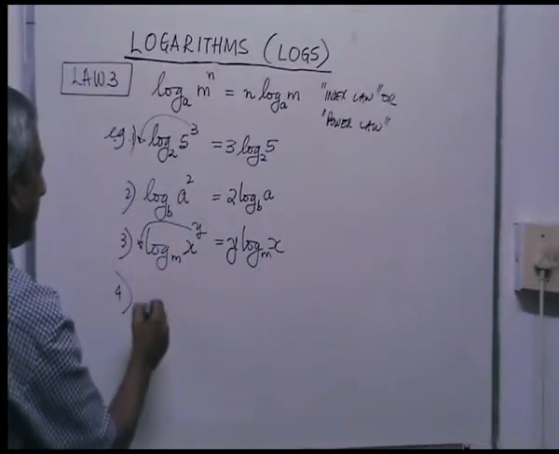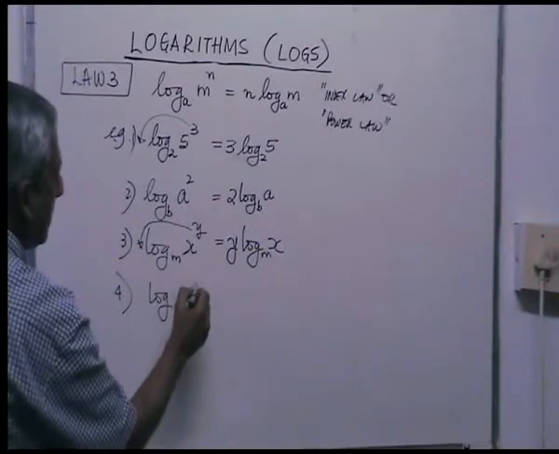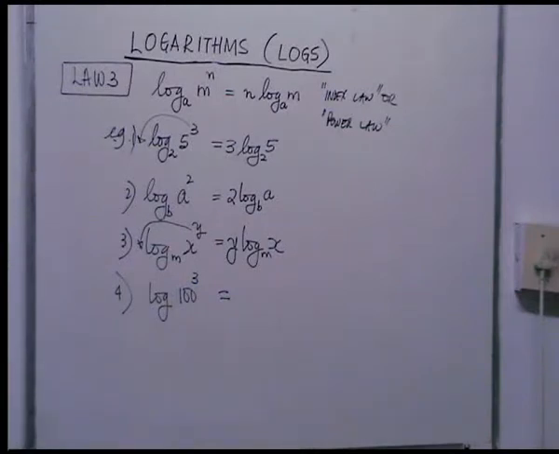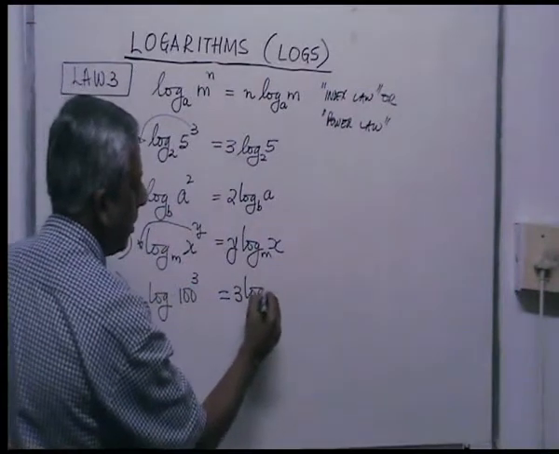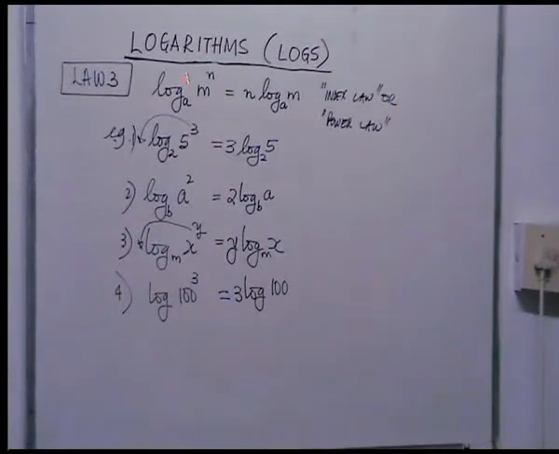Number 4, log of 100 cubed. If you look at number 4, no base written, don't get worried because the base is understood to be 10. So just the 3 comes in the front and that will become 3 log 100. So pretty simple rule, law number 3.